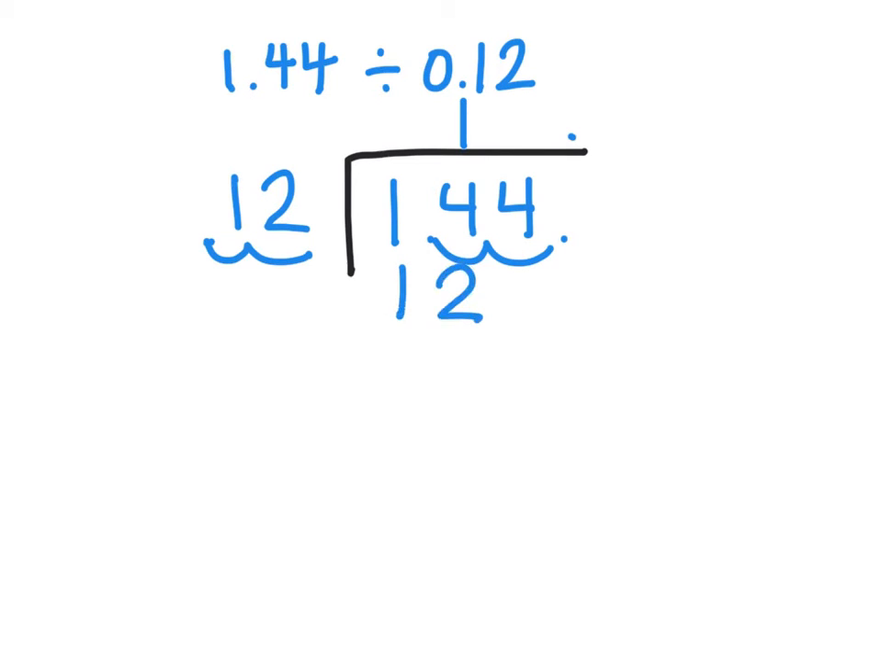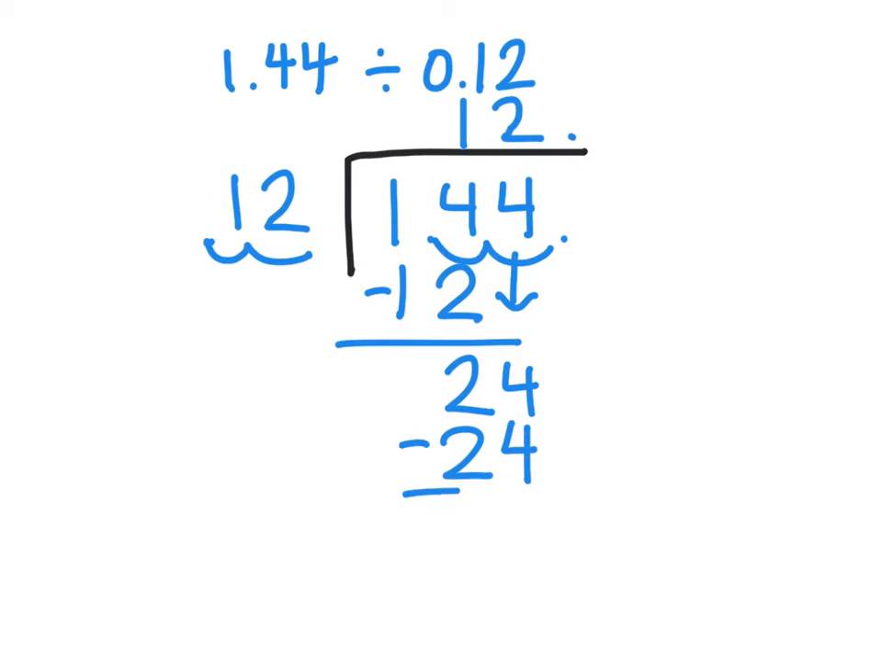Alright, thank you for pausing the video. And now let's divide 12 into 14. That goes 1 time. There's 2 left over. Bring down the 4. 12 goes 2 times into 24, and there's no remainder. So the answer was 12.